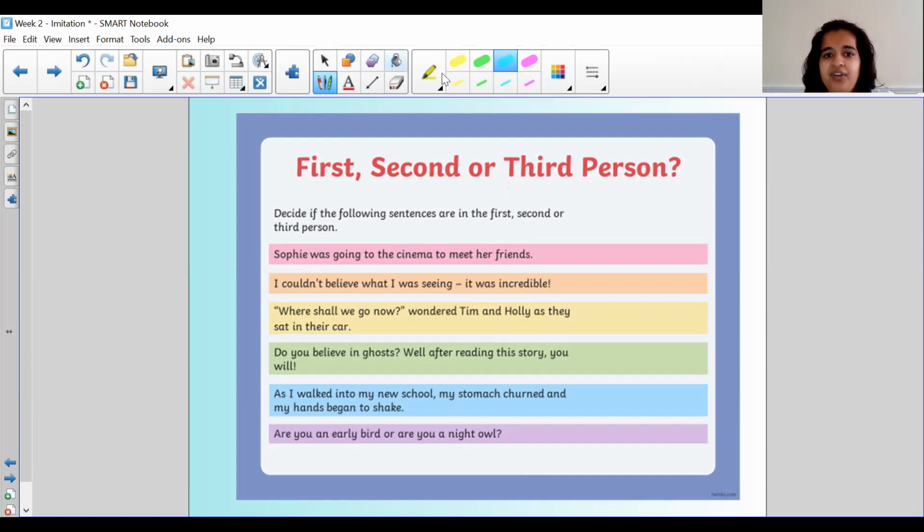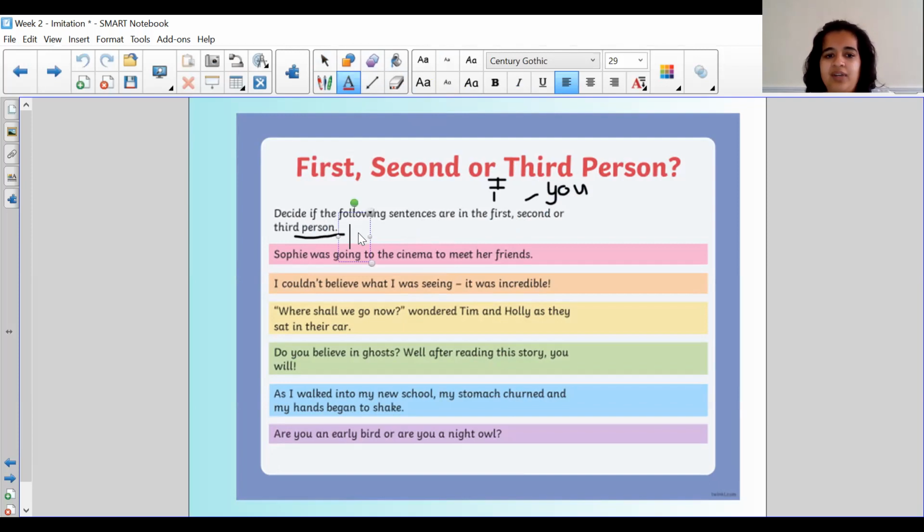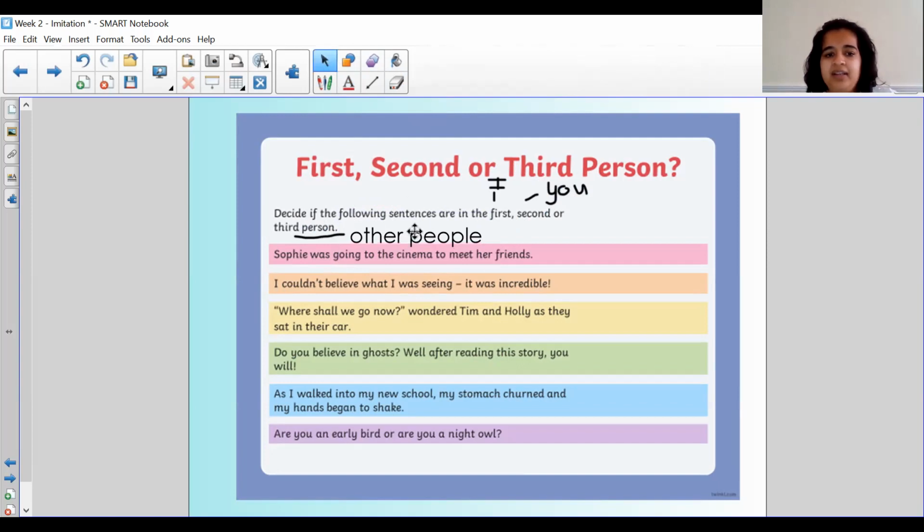Remember, if it's in the first person, we're talking about I. We're talking about ourselves. I, me, my, us, we, ours. Second person, we're talking to the reader. We're saying you. Okay? You as the reader. And finally, third person, other characters. So other people, other characters. Okay, let's read through the sentences now.